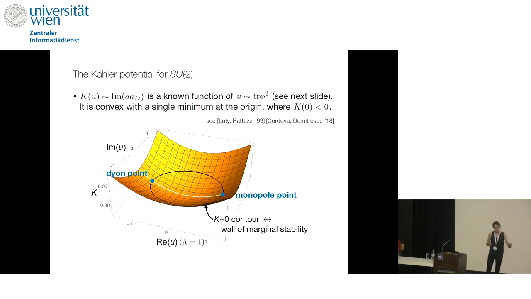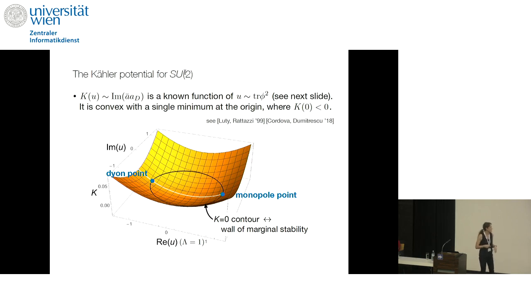So let's start with SU(2). In SU(2), the Kähler potential is a function of a single complex modulus, and it's a known function, which I've plotted in the complex U-plane on this slide. In particular, it is convex, and it has a single minimum at the origin of moduli space where U equals 0. I've also shown on this plot the monopole and dyon singular points of the SU(2) moduli space, and these points lie on the boundary of the region where the Kähler potential is negative.